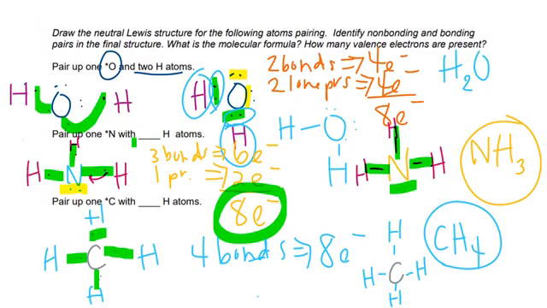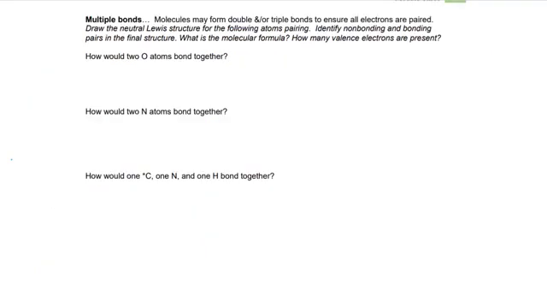And if we were to draw the final structure, it's going to look like this, with carbon in the center and 4 bonds with hydrogen around the outside of it. This next one, we're going to look at multiple bonds, because some molecules can form double or triple bonds to make sure that all of their electrons are paired. So if we were to look at how 2 oxygen atoms bond together, so we want to make O2, just 2 oxygens bonded together.